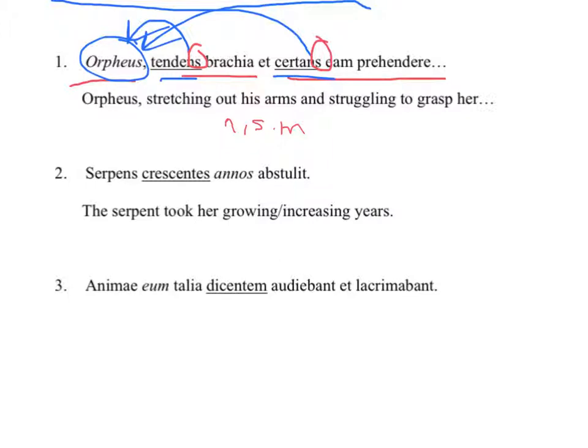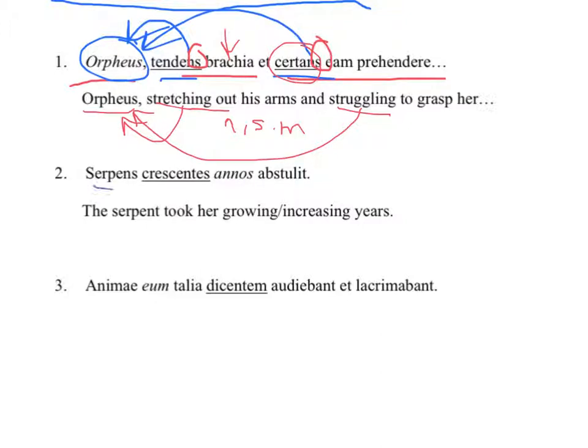Because adjectives agree with the nouns they modify in case, number, and gender, and Orpheus is nominative, singular, masculine as well. So this sentence says, Orpheus tendens, stretching out his brachia, his arms, and curtans, the adjective, struggling to grasp her. So stretching out modifies Orpheus, and struggling modifies Orpheus. Stretch and struggle are both verbs, but when you add in English the ing, you make them into participles, or at least that's how Latin looks at it. You make them into participles, and then they modify nouns.